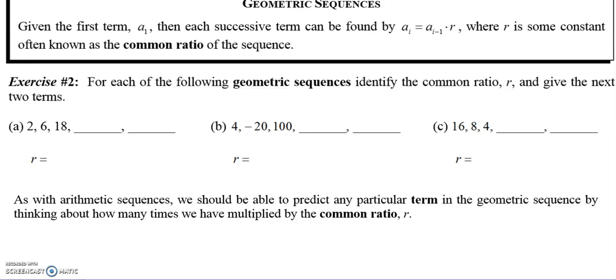All right, so this exercise 2 should be fairly easy. For each of the following geometric sequences, identify the common ratio and give the next 2 terms. So you have to come up with what they're being multiplied by and come up with the next 2 terms. So hit pause and do that now, please.